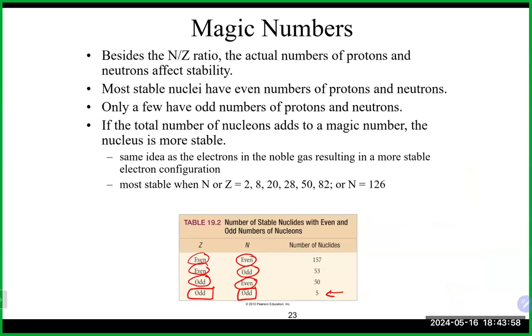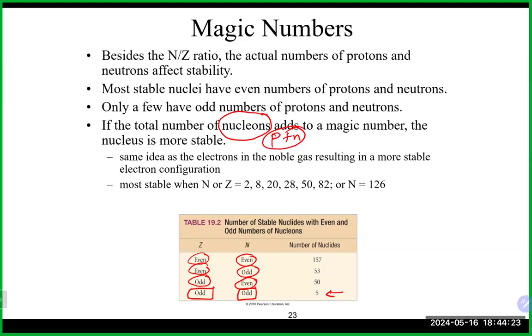Now, the total number of nucleons, and this is a name that you sometimes hear a lot in nuclear chemistry. Nucleons is pretty much the stuff in the nucleus. So that's your protons and your neutrons. It's essentially your mass number. It's basically everything in the nucleus is what a nucleon is. Now, if the number of nucleons adds up to a magic number, the nucleus is more stable.